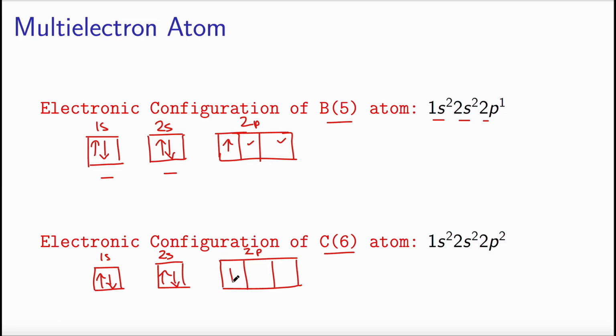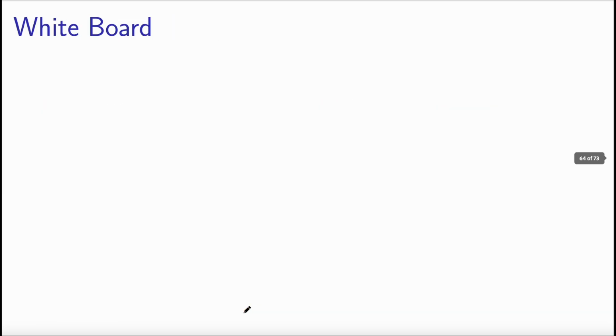Next, there is 2p2, so there is one extra electron. Where does the extra electron go? Does it go here? Is it correct if I write like this, if I say the next electron goes like this? This is wrong, because of Hund's rule.